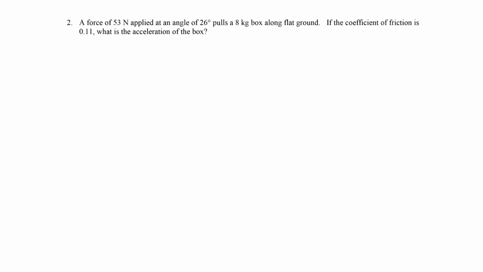Number 2: a force of 53 newtons applied at an angle along flat ground. The coefficient of friction is 0.11. What is the acceleration of the box? So this time, you gotta read some of these carefully. It's a ramp, but obviously it's being pulled along flat ground here, so it's being pulled like that.